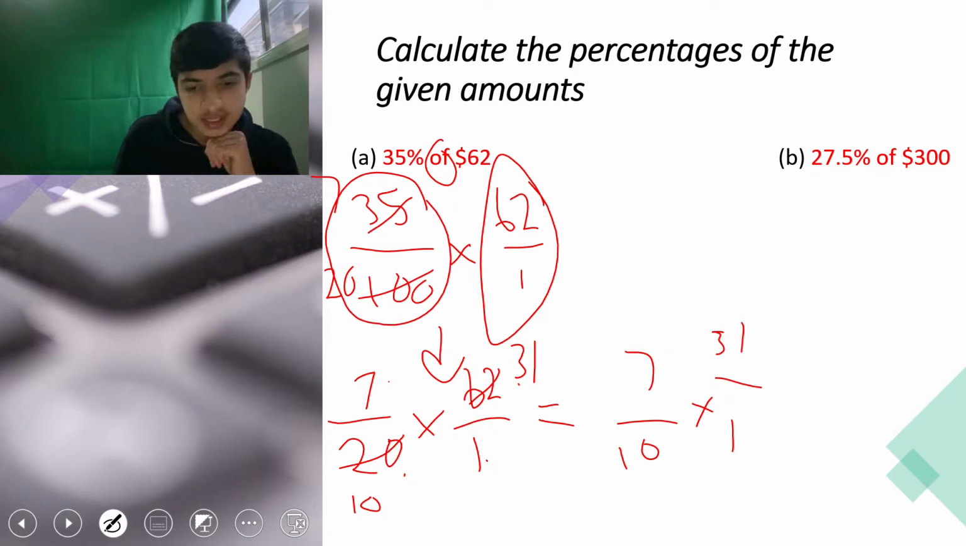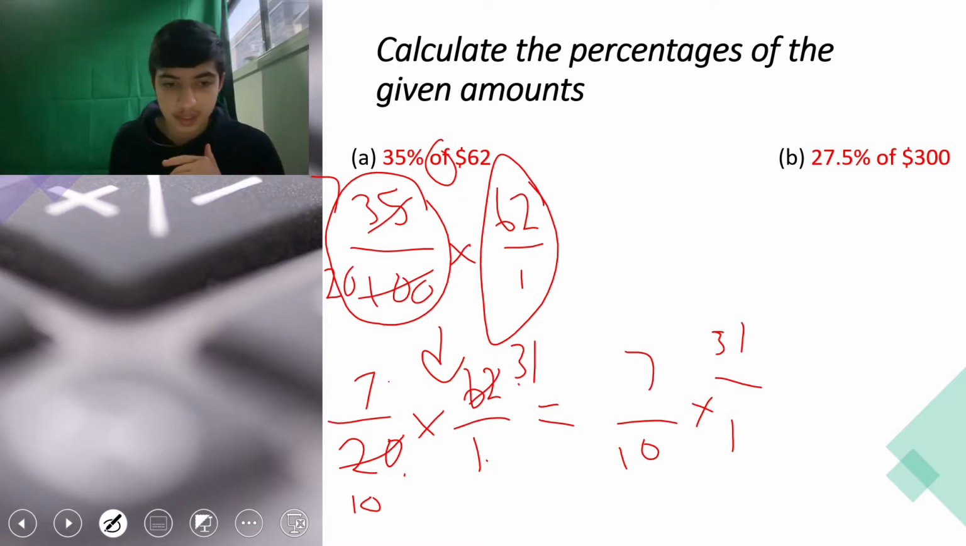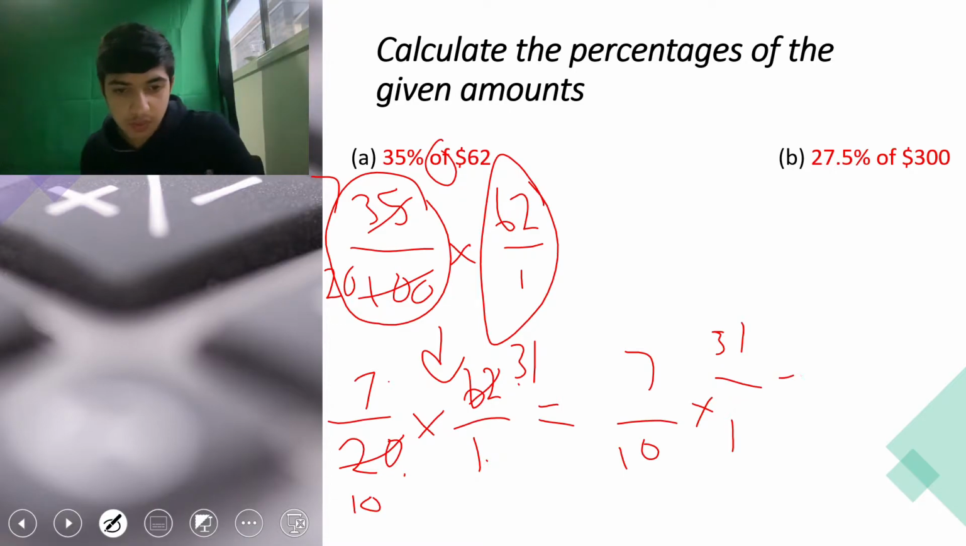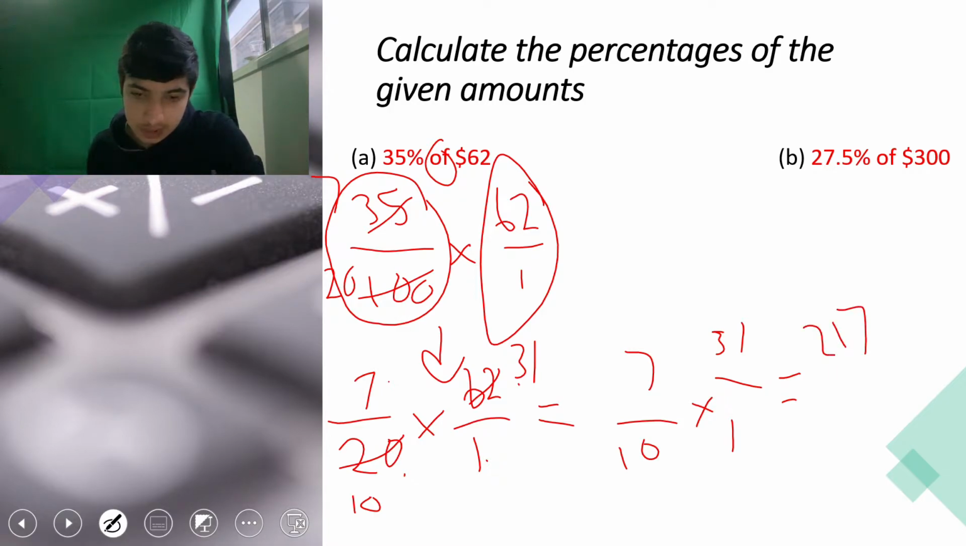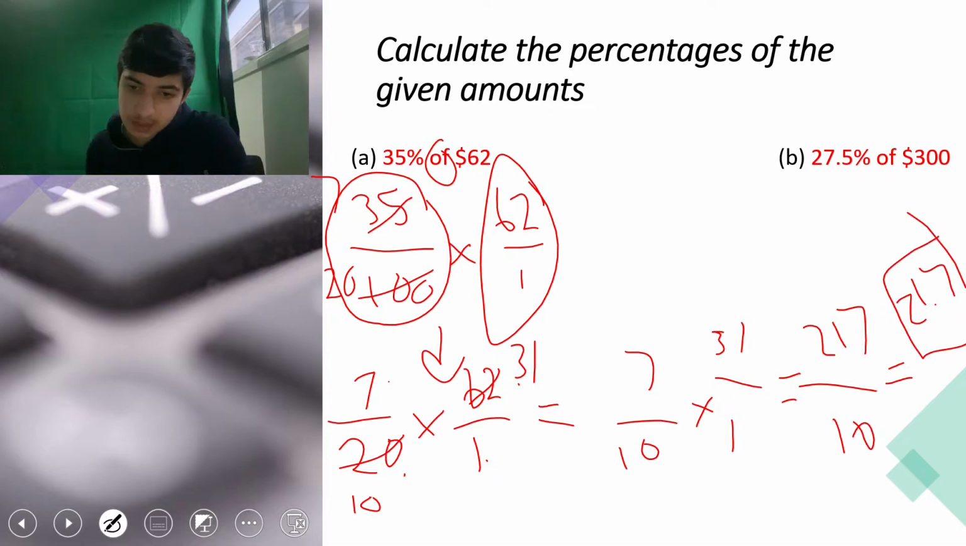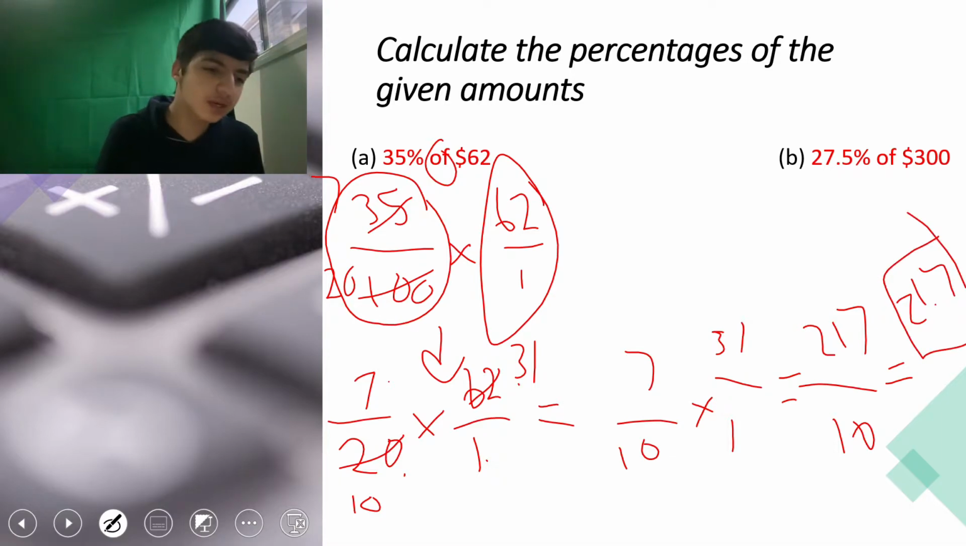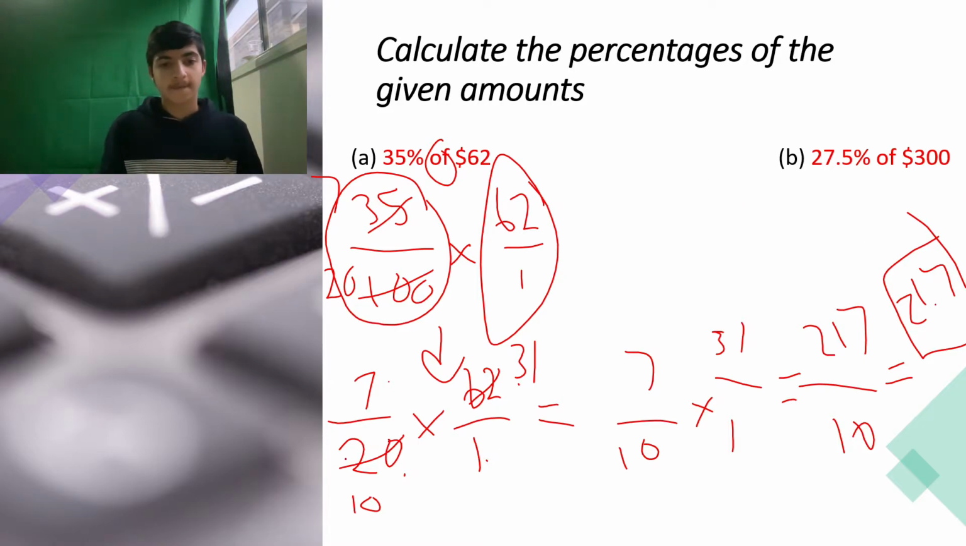So now it is simpler for us to times it. So 7 times 31 equals 217 divided by 10 equals 21.7. Same thing. Now my recommended way is the first method because it's more quicker, but you need really good multiplication skills. The second method takes time, but it's easier.